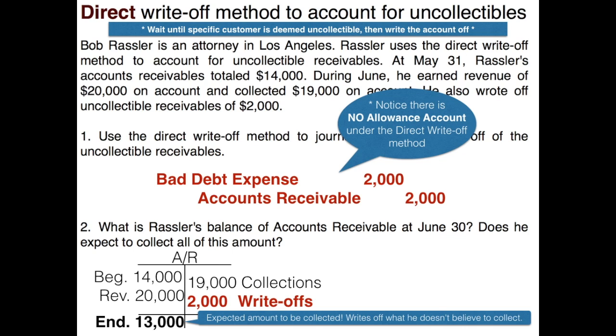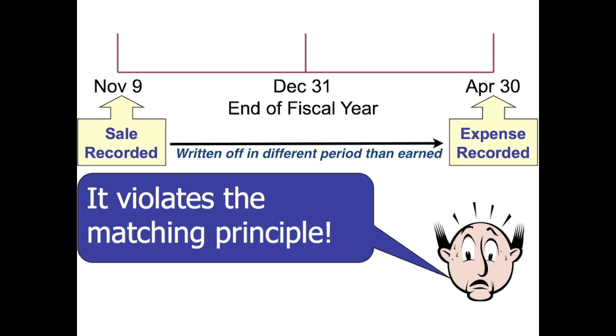So now, just to wrap up, remember, this method is not allowed by GAAP because we may have recorded a sale in 1 year and it may be 1 or 2 years later before we deem a specific account to not be collectible, and that's when we record the expense. So this violates the matching principle because the revenue is not recorded in the same period as the expense. Under the allowance methods, percent of sales, or the aging schedule, this is not the case. We actually record the expense, the potential expense, in the same period as the sales revenue.